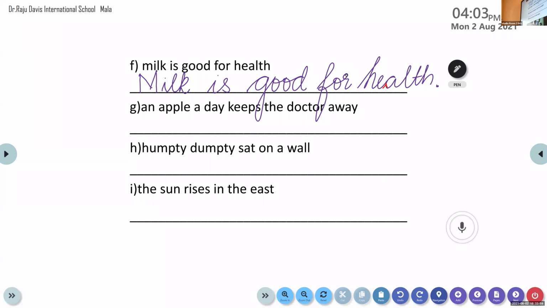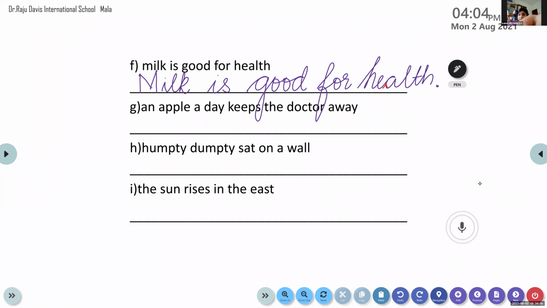So when you write something, my dear, please see that you write neatly. Keep your book on the table and write neatly. We are doing the work in the workbook. The milk is good for health. If you have finished, children, let us move on to the next question. Yes, Isabel? Yes, ma'am. Yes, come on, do the second question.